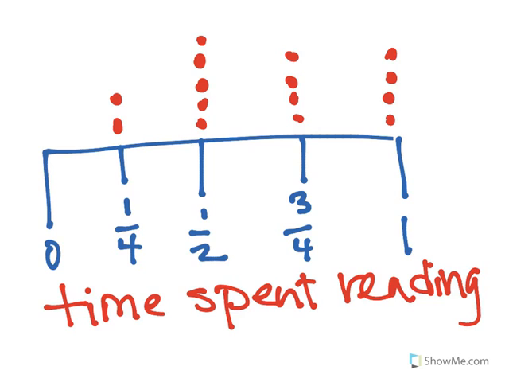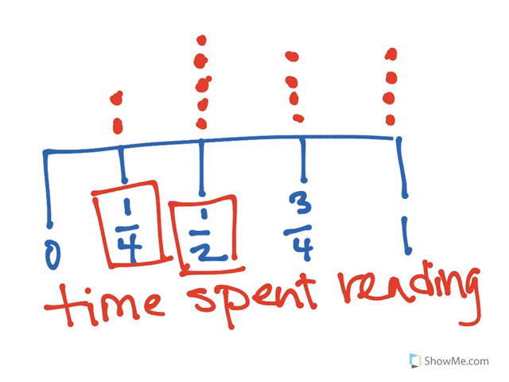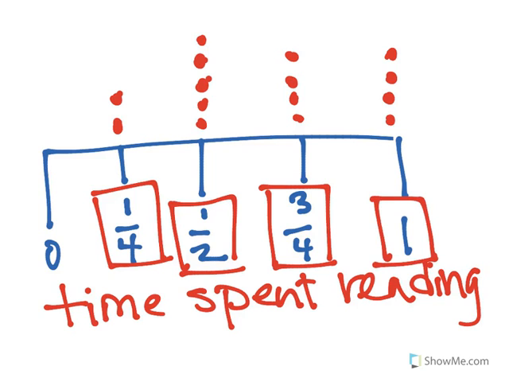Here's another line plot that has to do with time. So 2 people spent 1/4 of an hour reading. 1, 2, 3, 4, 5 people spent 1/2 of an hour reading. 4 people spent 3/4 of an hour reading. And 4 people spent 1 whole hour reading.